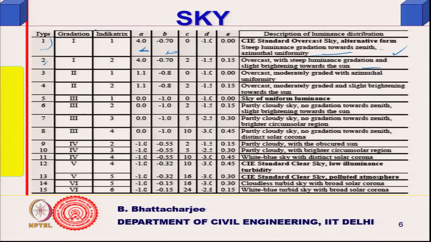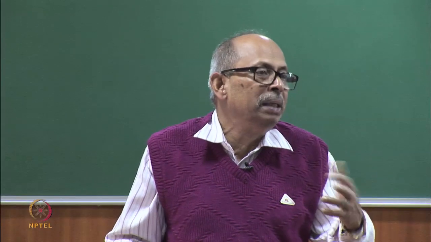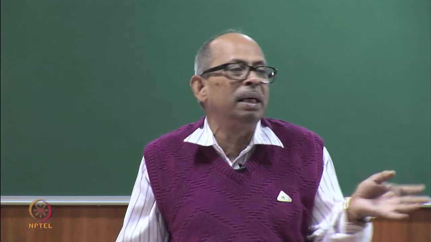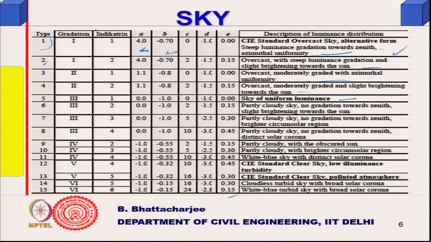Similarly, this is an overcast sky with stiff luminance gradation and slight brightness towards the sun, and an overcast moderately graded sky with azimuthal uniformity. And then a sky with uniform luminance: a is equal to 0, b is minus 1, right. It is uniform luminance, C is 0, so almost every term goes to 0, d is equal to minus 1 and so on. It will be the same all throughout, because these terms are 0. That is how these coefficients have been determined, as I said.